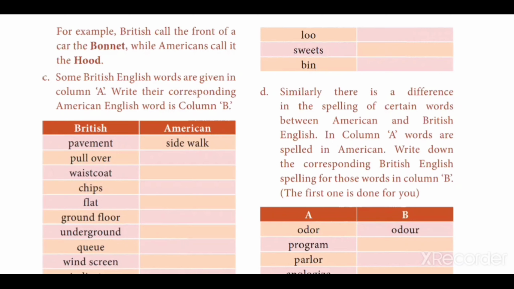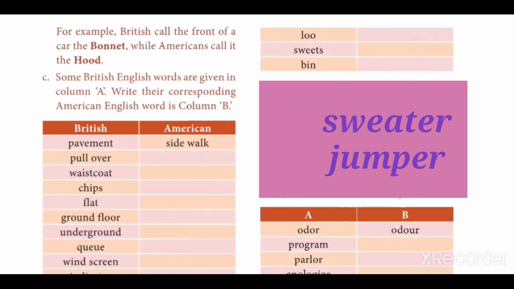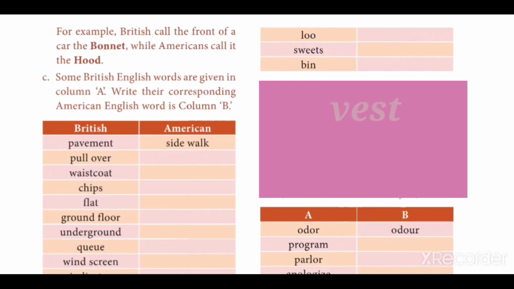pavement. Its American English is sidewalk. And for pullover, it is sweater or jumper. And for waistcoat, it is vest. And for chips, it is French fries. And for flat, it is apartment. And for ground floor, it is first floor. And for underground, it is subway. And for queue, it is line. And for windscreen, it is windshield. And for indicator, it is turn signal or blinker.